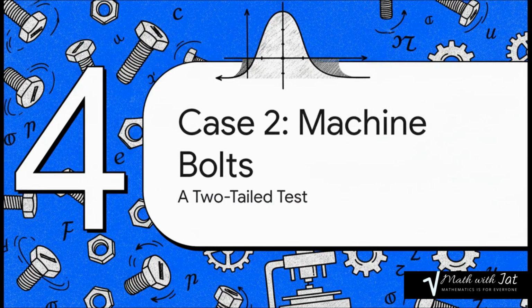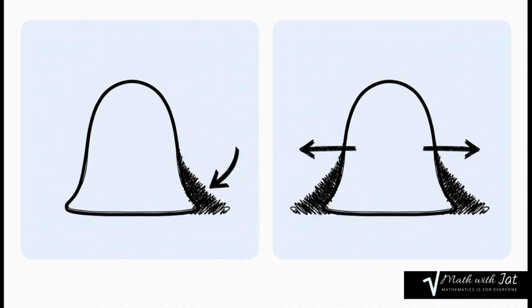Section 4, Case 2, the machine bolts. So our trading inspector might not have cracked the juice case, but our next file requires a slightly different statistical technique altogether. Our juice case used a one-tailed test because, remember, we only cared if the volume was too low. But sometimes we care if a process is just off in either direction.